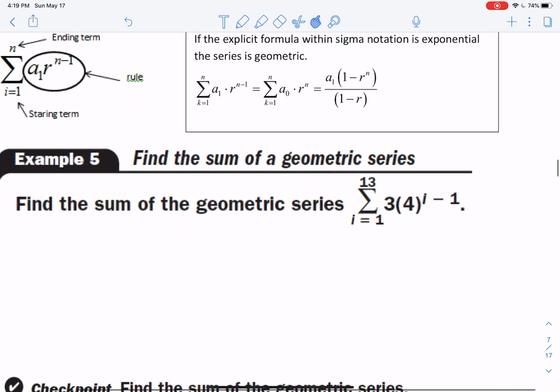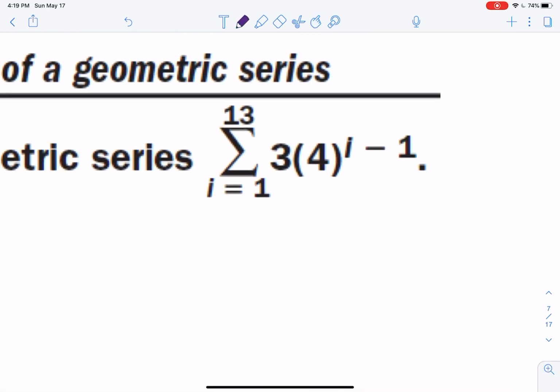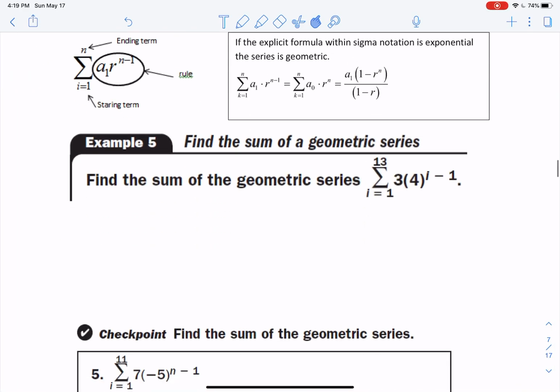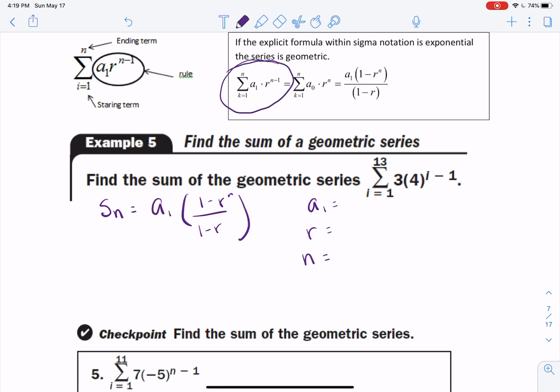So it says find the sum of the geometric series. I think sometimes the best thing you could do is think about what it is that you need. I know I'm going to be using this formula here, and what I need is a first term, an r, and an n. What's really nice about this is everything is right there. Our first term is 3, our r is 4, and the n is the top one, that's 13. So we have everything we need, and I can just go ahead and plug in.